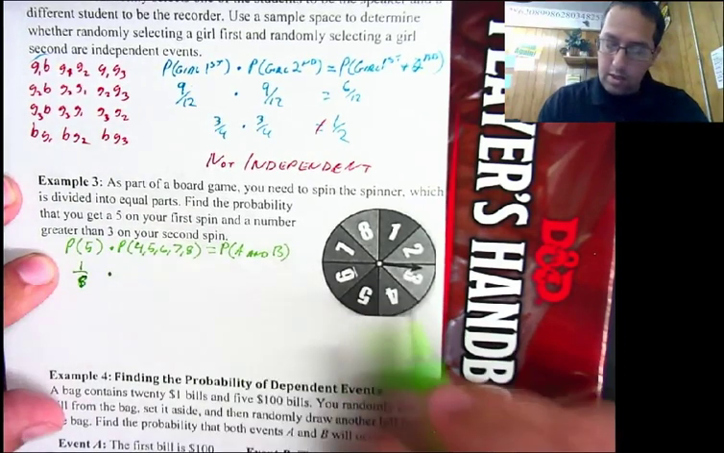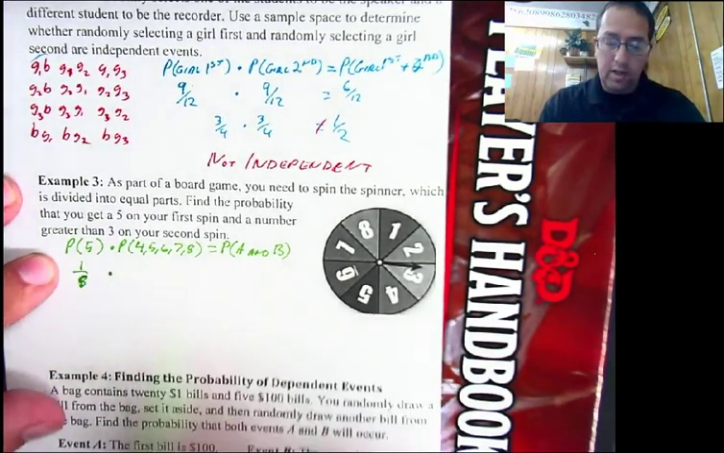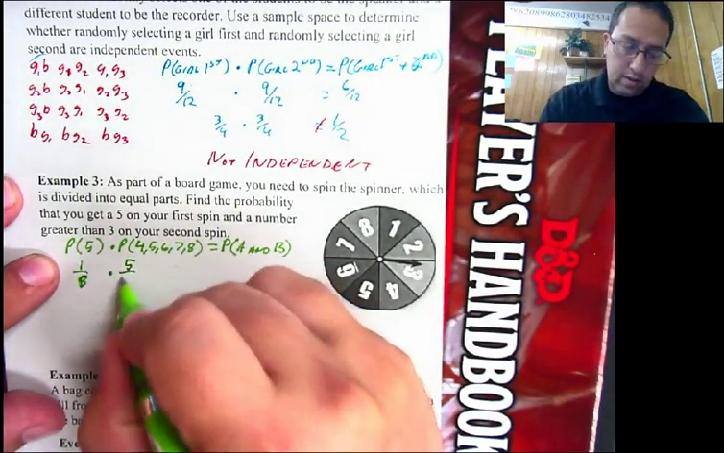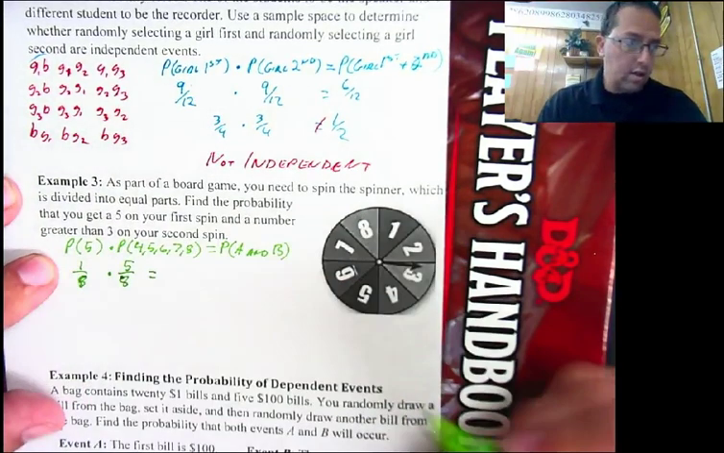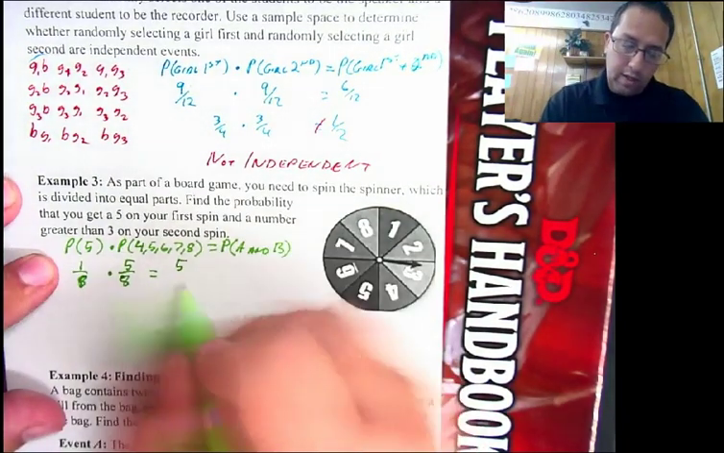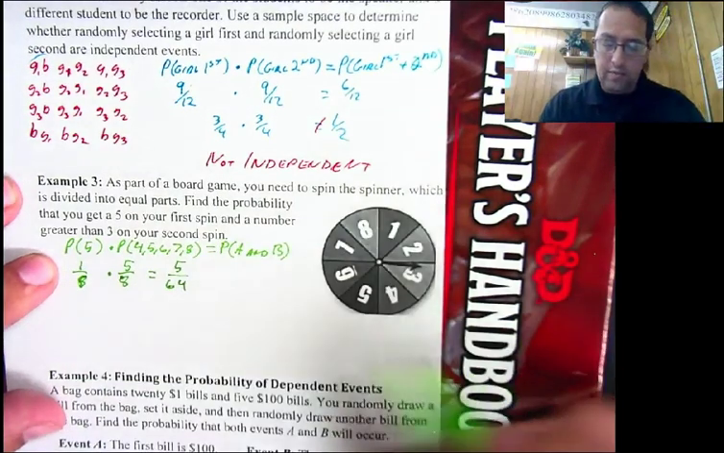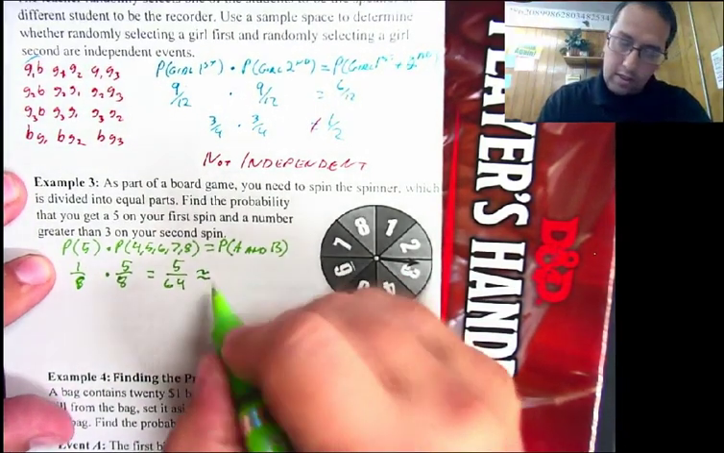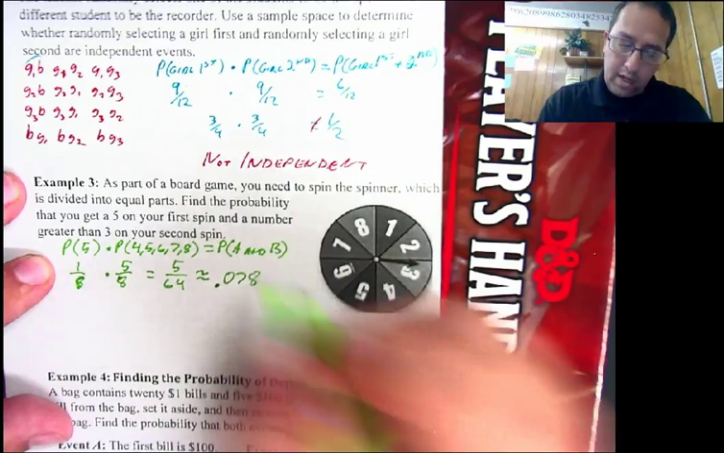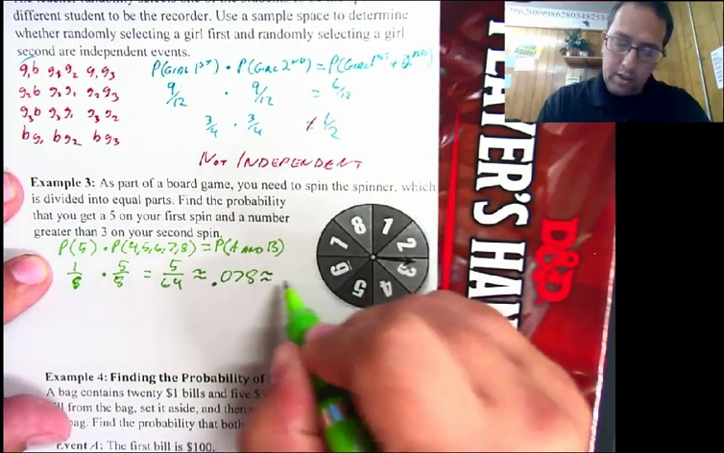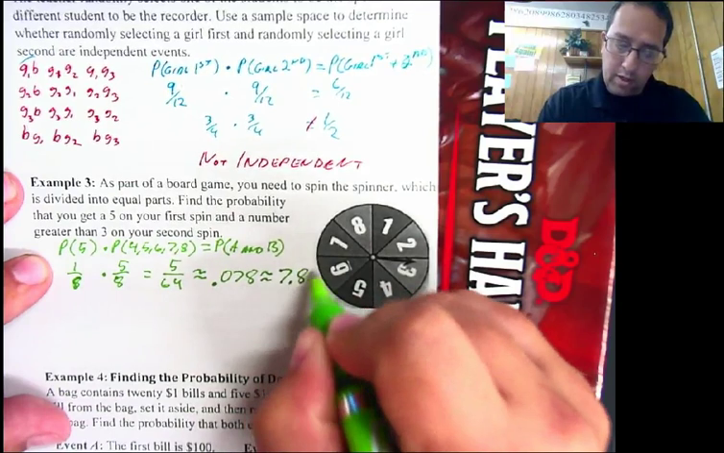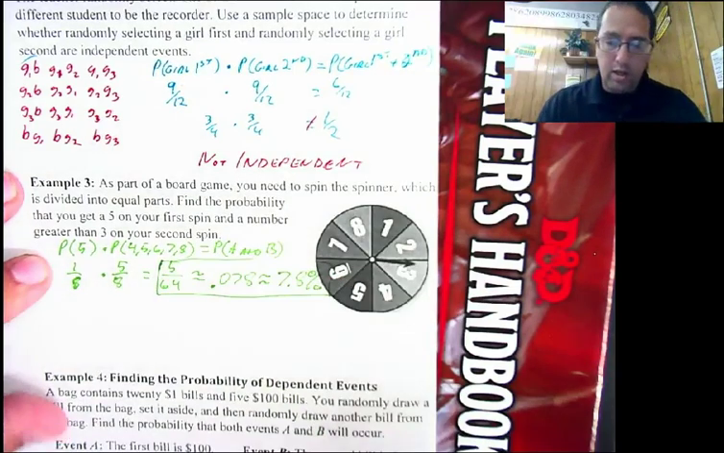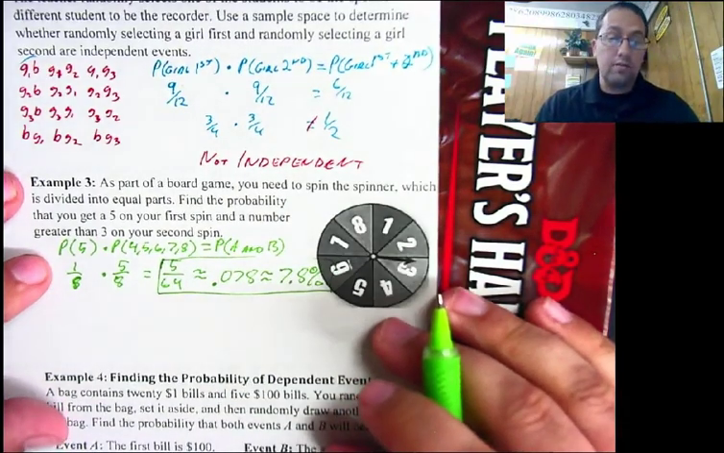Times the probability that we get 4, 5, 6, 7, or 8, anything bigger than 3. So 1, 2, 3, 4, 5 out of 8. 5 out of 8. And that equals, well, 1 times 5 is 5, 8 times 8 is 64. That does not simplify, so it's 5 out of 64. Or, as a decimal, this is approximately 0.078, which as a percentage is approximately 7.8%. All right. Any of those are good. It just depends on what the question is asking for.